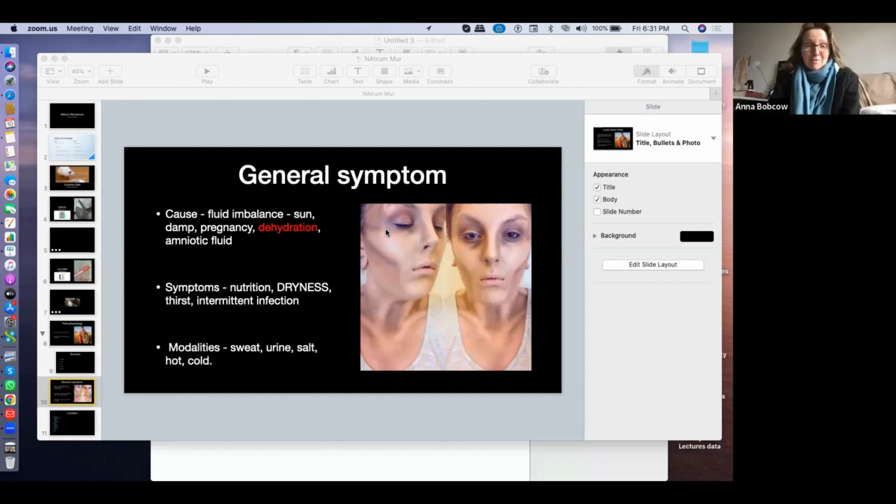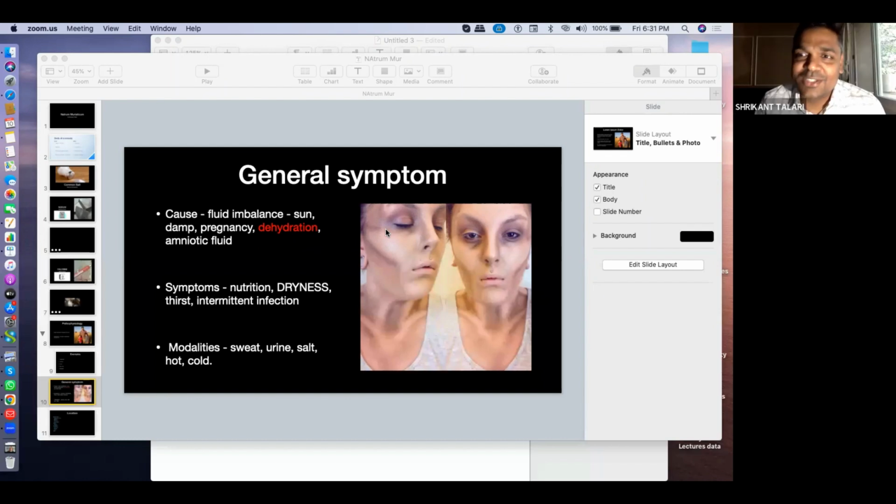I must say this is a very disturbing picture. I chose an intense picture because it gives you a good idea. So you can see loss of sort of.